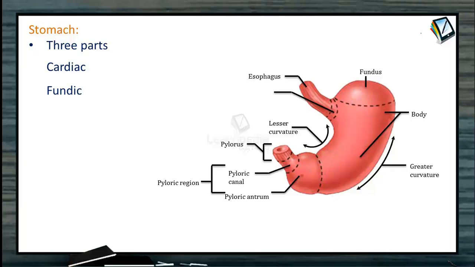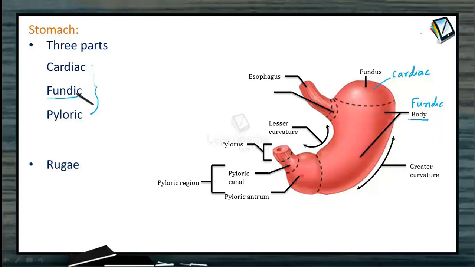Then fundic part is also called body. This is called fundic part. This is a cardiac part. Fundic part is the major part. It is also called body of the stomach. And the last one is called pyloric region. Of this, fundic part is the largest part. It is the main body of the stomach.